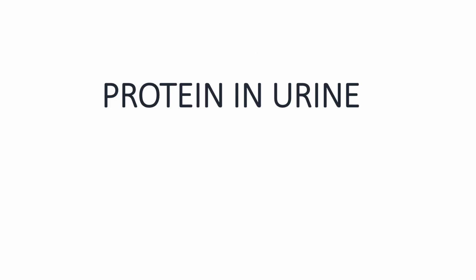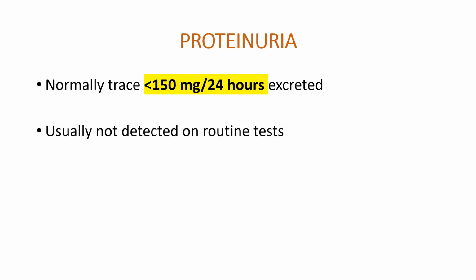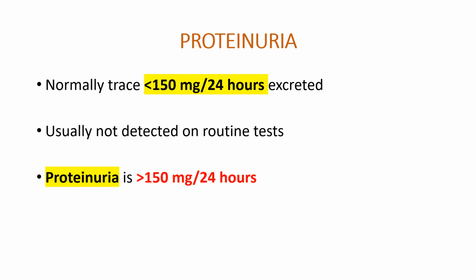Now moving on to protein in urine. When you have proteins in urine, it is called proteinuria. Now, is finding protein in urine normal or abnormal? Normally our body excretes less than 150 mg per 24 hours, and this is not normally detected on routine tests. So if you do any tests, these are not detected. Proteinuria is when there is greater than 150 mg per 24 hours, and that is where we call it proteinuria.